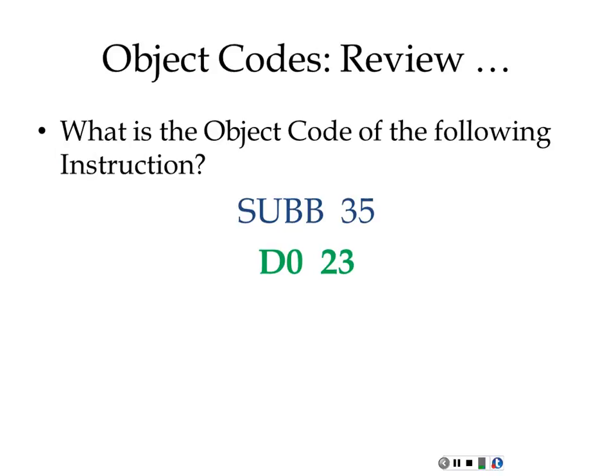So in the object code, what do you have? In the first part, you will have the opcode, which is directly coming from the set of instructions. We saw it, right? We know from there that this is going to be D0. Now, how did I get 23 there? That might be an interesting question.